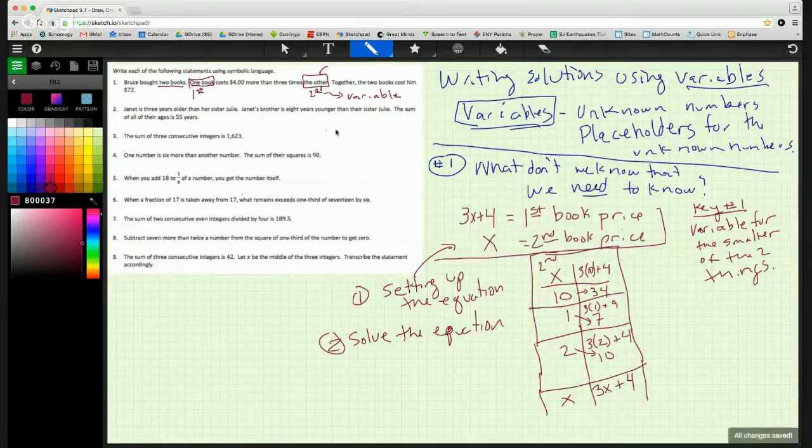So if I have 2 books that together cost me $72, I have to add them together. Now, do I know what they cost? No, but I do have these expressions that tell me how much they cost. So if I add the first book price and the second book price together, I say 3x plus 4 plus x. This is my first book plus my second book, and it equals $72.